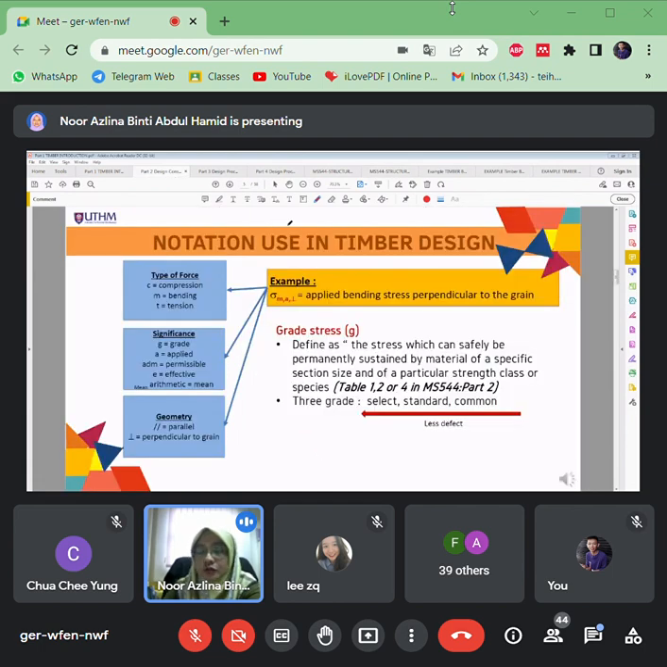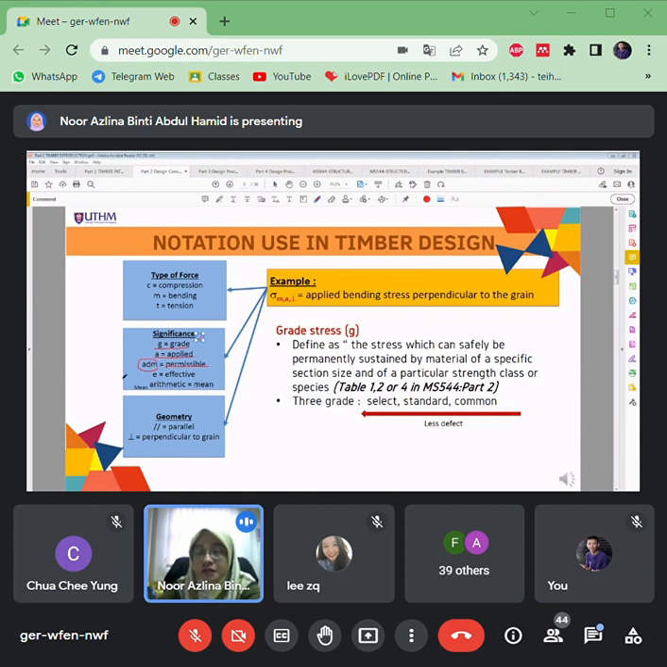Then we move on to the part 2 slides here. These are the notations that you need to know for the design. There are three notations according to the type of force. Kalau compression, the symbol is C. Bending guna symbol M. Tension guna symbol T. Then significance: what's the significance of that value? Is it grade strength or applied strength? Kalau applied, A. All of these symbols are for permissibles, especially when we do the checking, we have to compare with the permissibles.